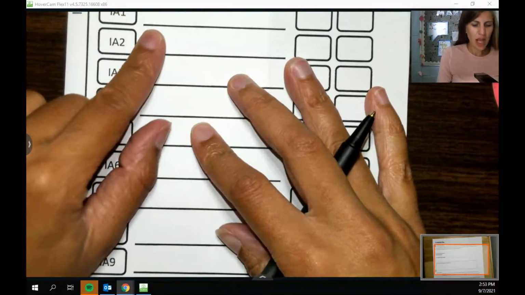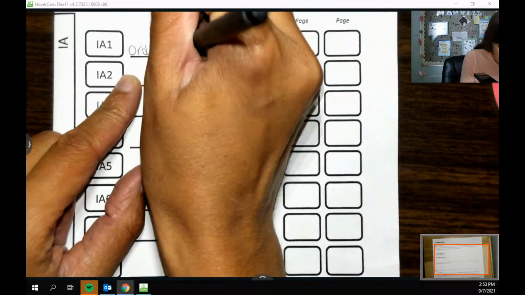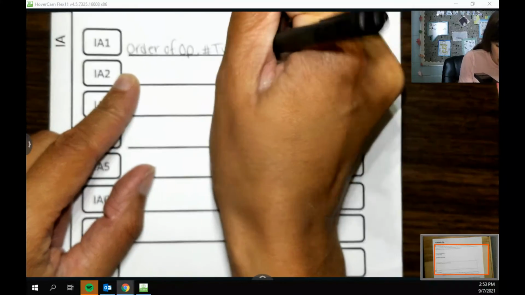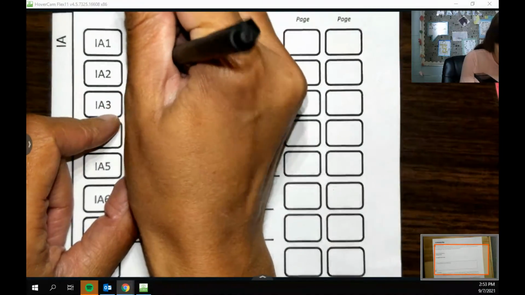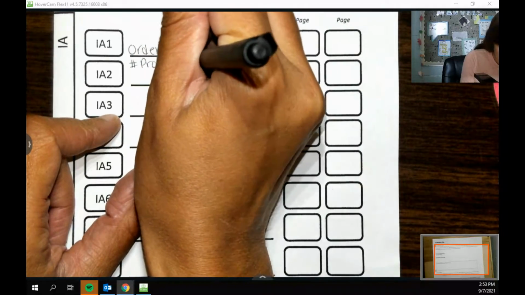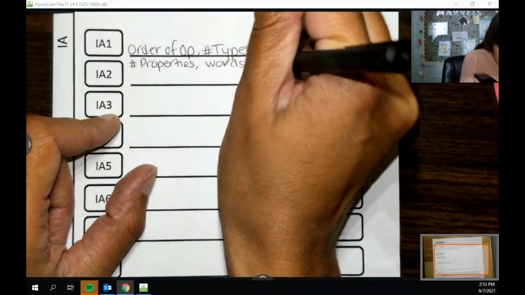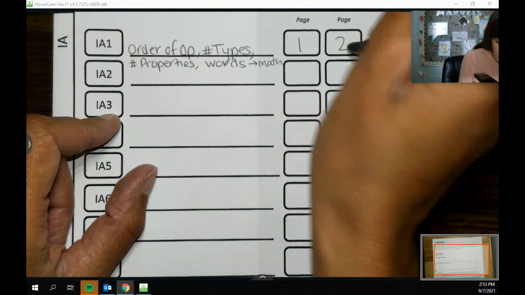Okay, so we have our table of contents here. On this first line, what we're talking about is order of operations, number types, number properties, and words to math. And we're going to be doing that on pages 1 and 2.